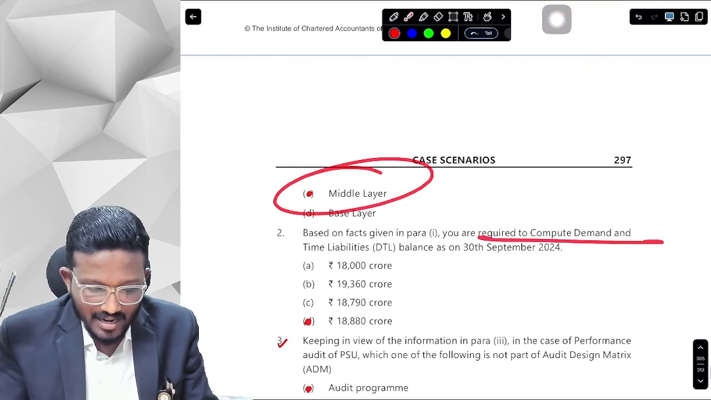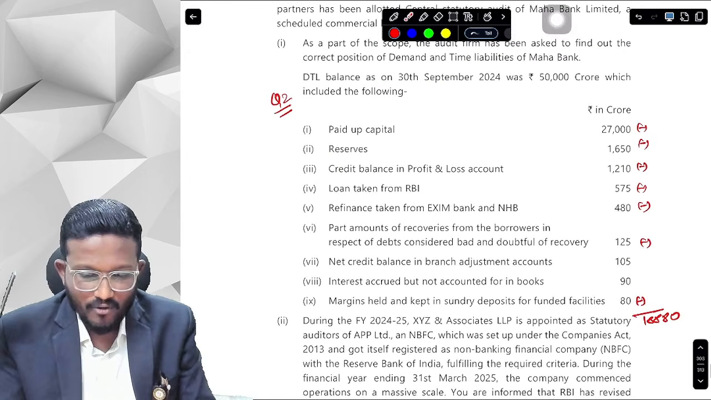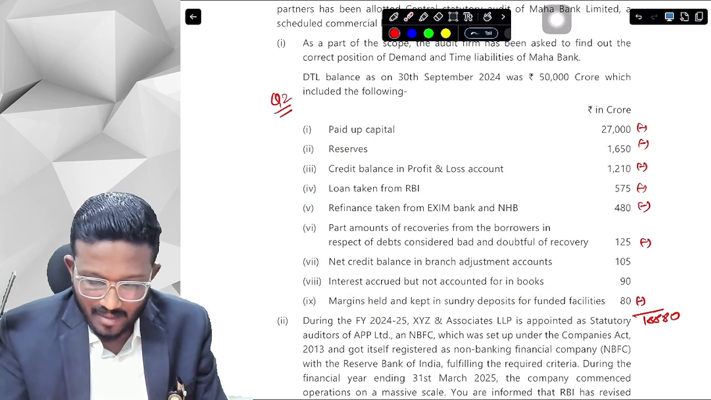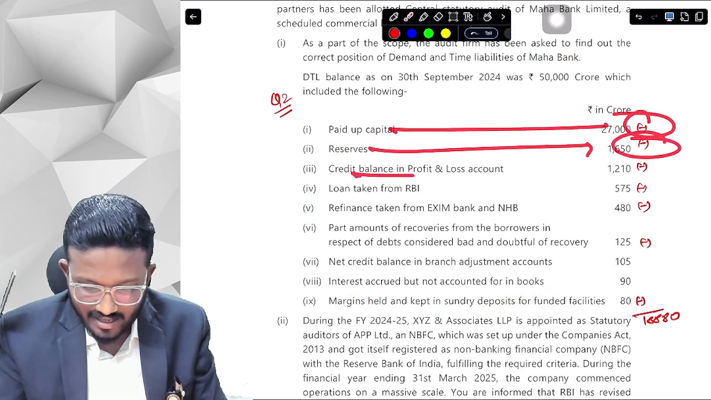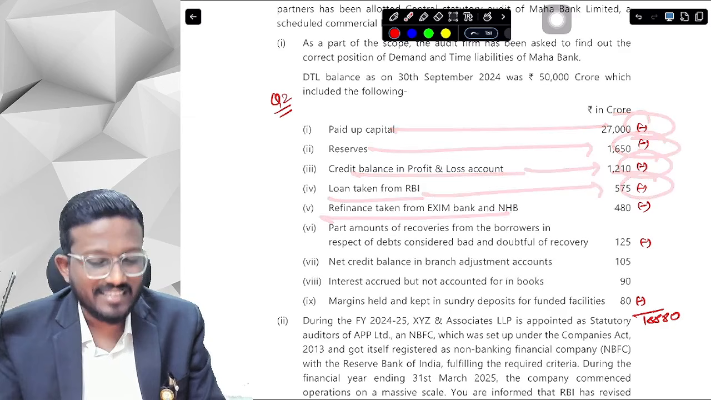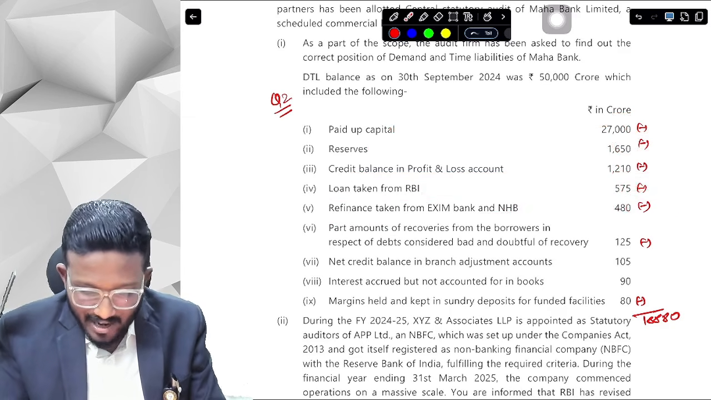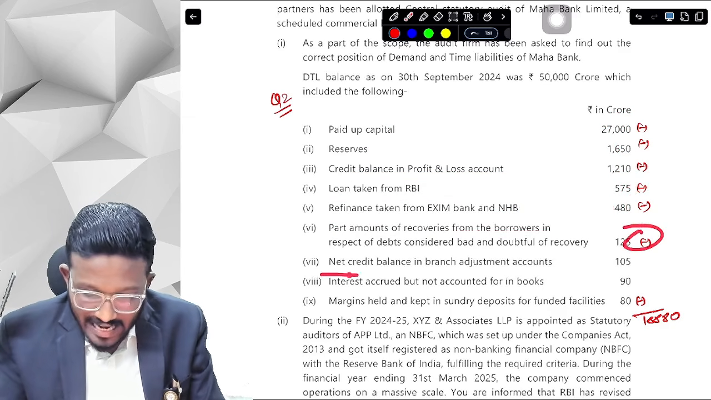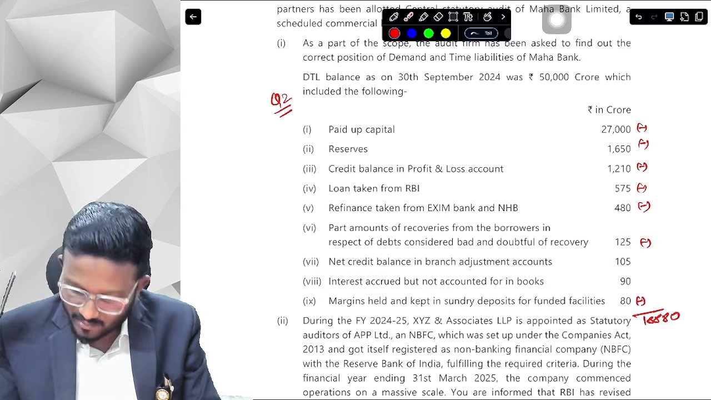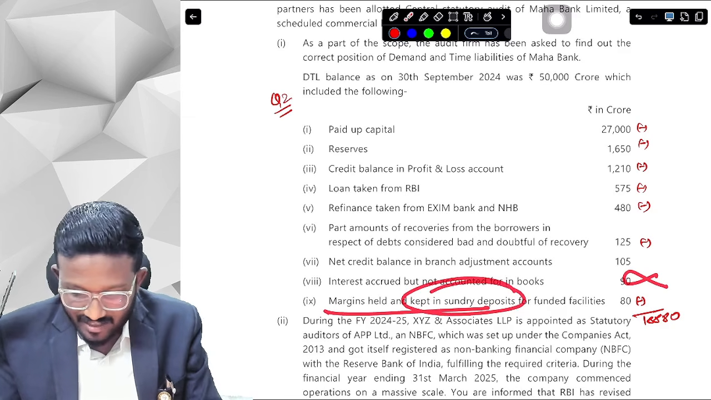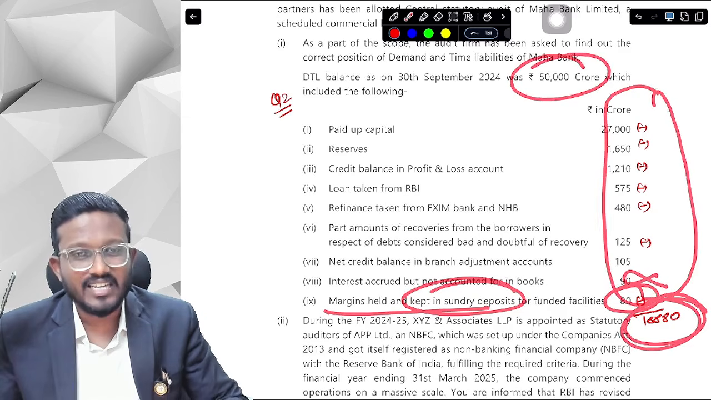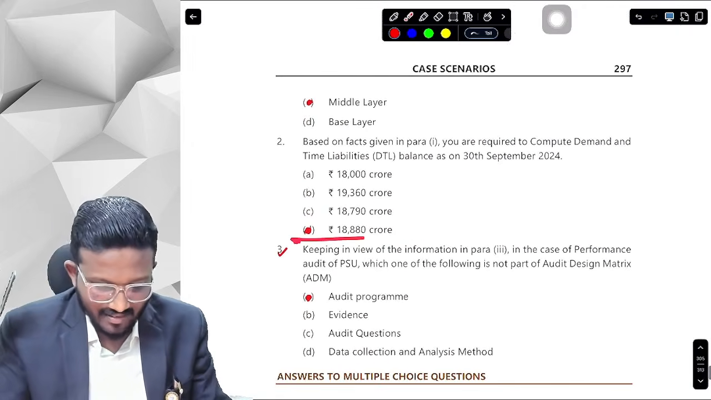Now we have to calculate the demand and time liabilities for the NBFC. The total demand and time liability is 50,000, and it includes the following. Paid up capital and reserves will be deducted, credit P&L and profit and loss account will be excluded, loans taken from RBI will be excluded, refinance taken from Exim Bank and NHB will be excluded, part amount of recoveries from borrowers will be excluded, net credit balance in branch adjustment account will not be excluded, interest accrued but not accounted for in books will not be excluded, margins held and kept in sundry deposits will be excluded. So 50,000 minus everything that we have discussed, it's 18,880. So here 80,880 will be your answer.